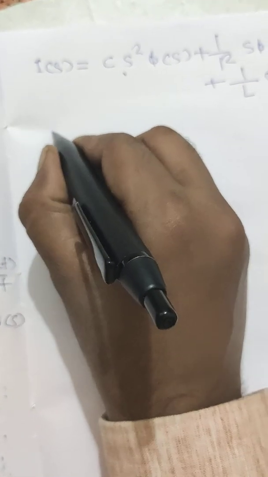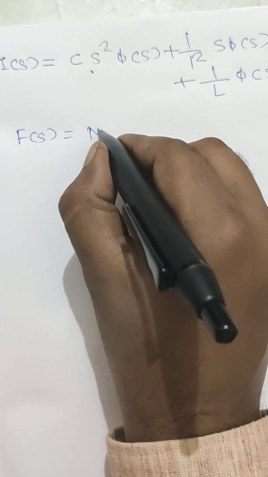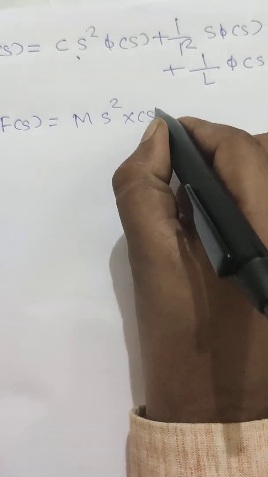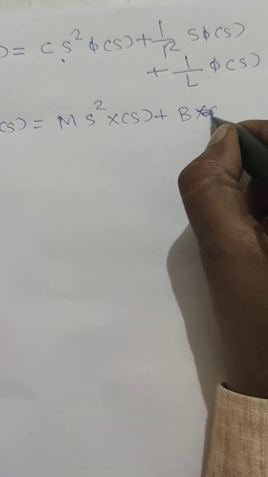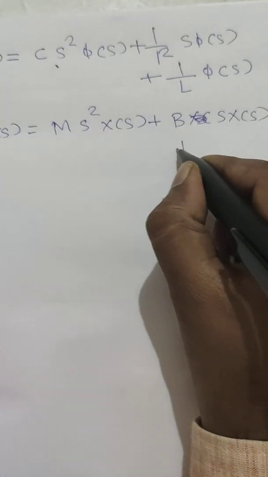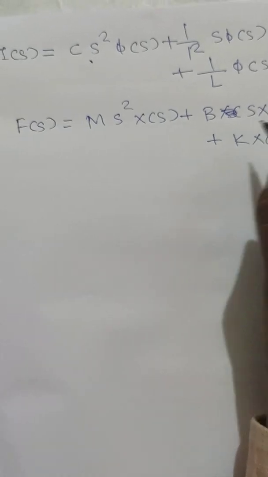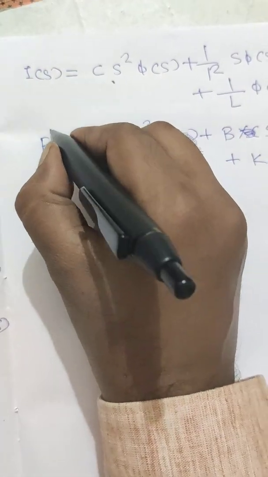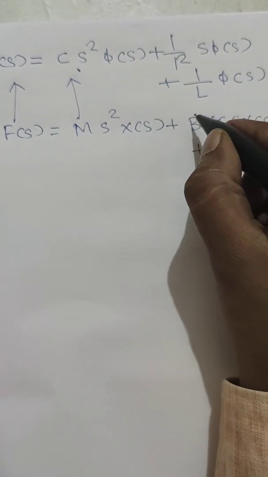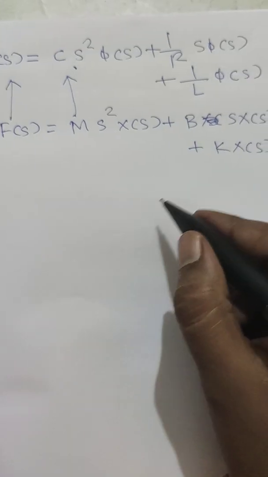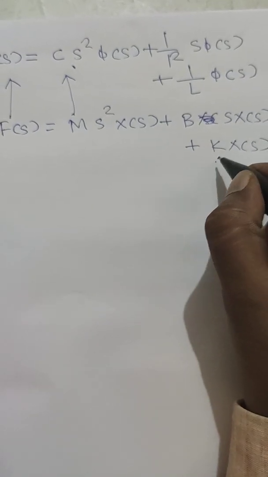Okay, our mechanical equation is f of s equal to m into s square into x of s plus b into s into x of s plus k into x of s. Here we see the analogy between force and current. Force is analogous to current, mass is analogous to capacitance, friction B is analogous to the reciprocal of resistance, and spring constant K is analogous to the reciprocal of inductance.